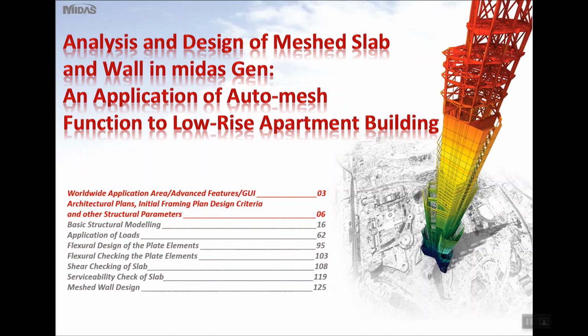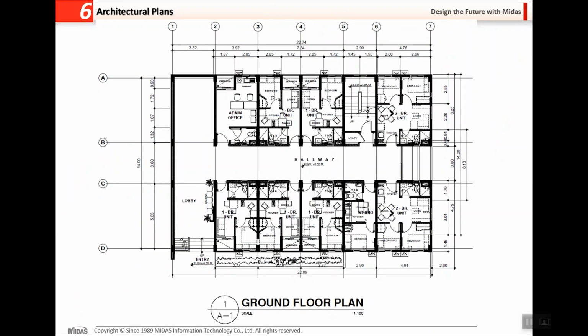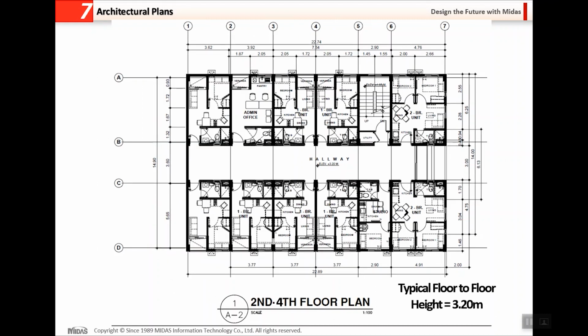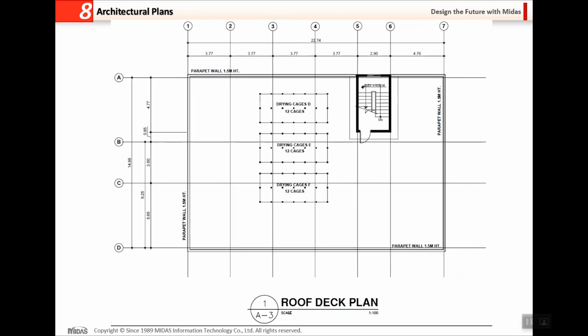Let us start with the architectural plans, initial framing plan, design criteria, and other structural parameters. For our ground floor plan, suppose this is the ground floor plan submitted to us by the architect or our client, and this will be the second to fourth floor plan with a typical floor-to-floor height of 3.2 meters, as well as the roof deck.